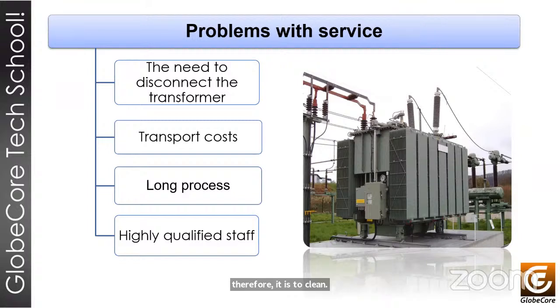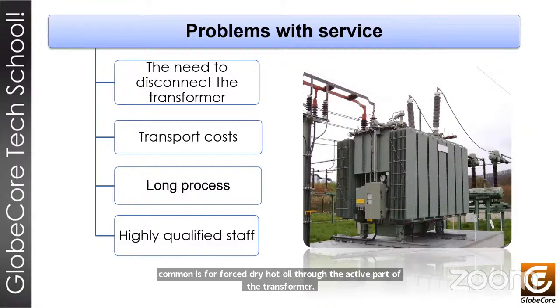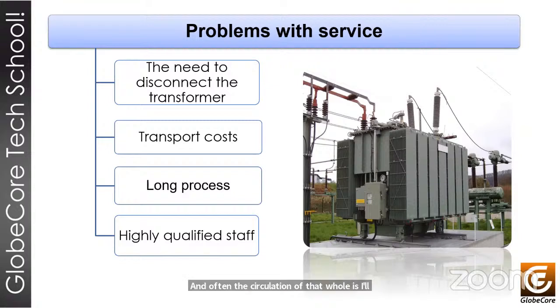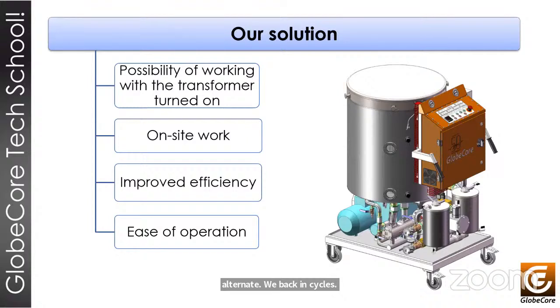it is clear that the transformer should be dehydrated as quickly as possible. A variety of methods can be used to dehydrate the transformer in the field. The most common method is to force dry hot oil through the active part of the transformer. Often the circulation of that oil is alternated with vacuum cycles.